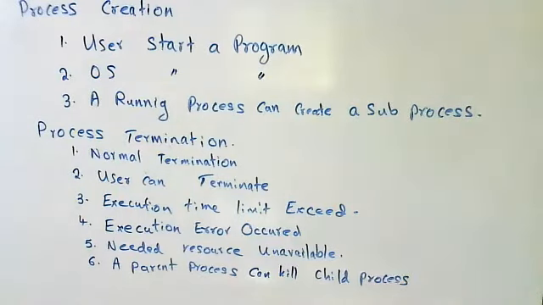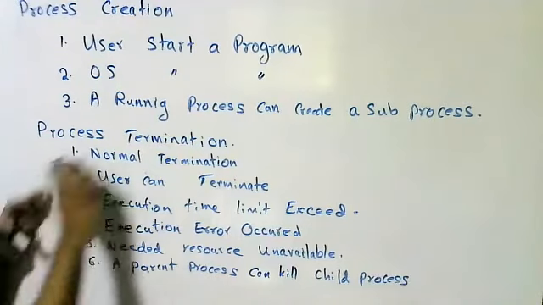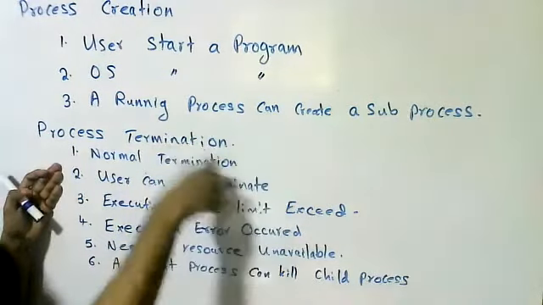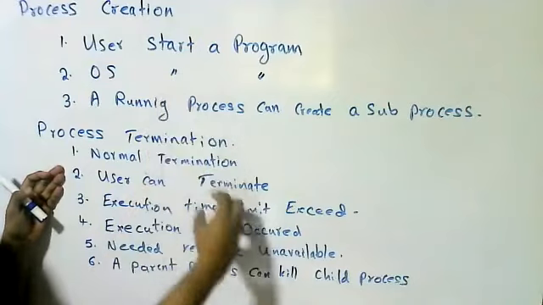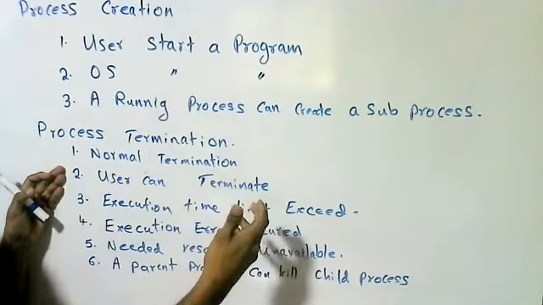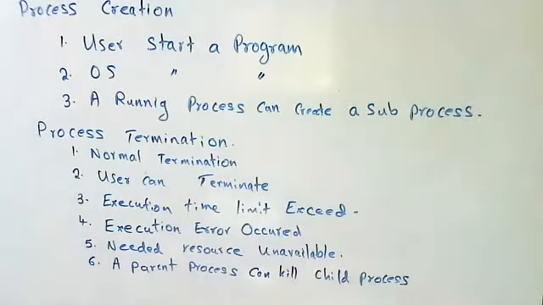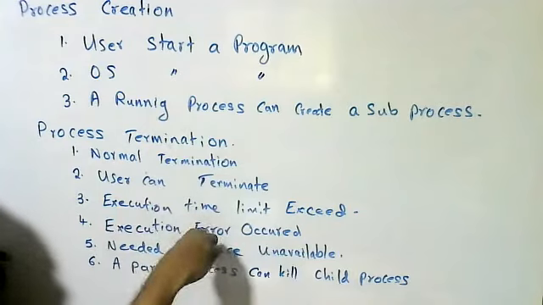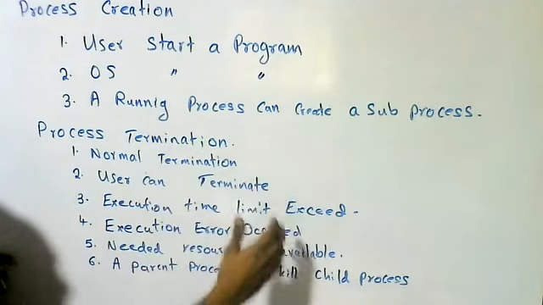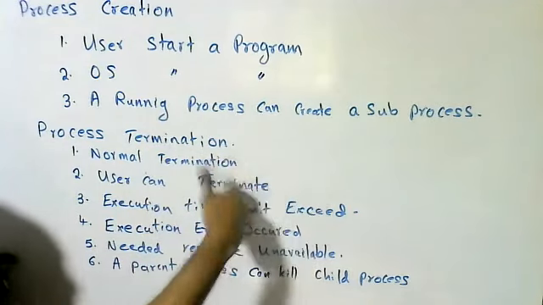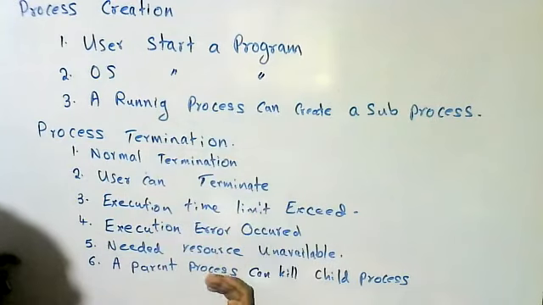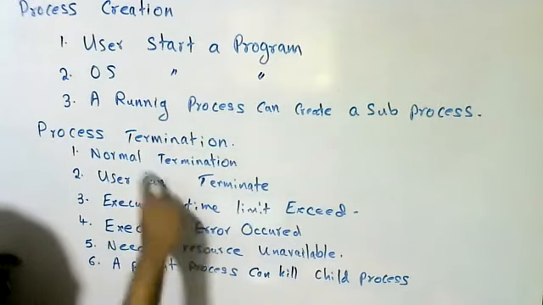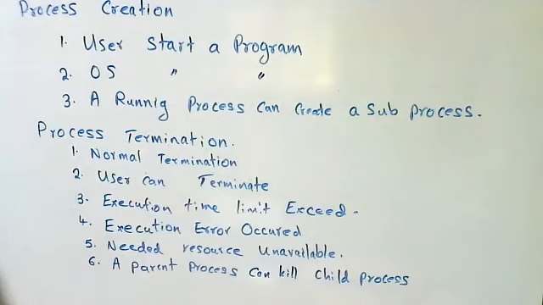Again I'll repeat it, students. Normal termination, that means it completes its execution, all the instructions are executed and then it goes to terminate. That is called normal termination. User can terminate: whenever a process is going on, we can terminate it. For example, a video is running, we are watching a video, and we can close it. So the user can terminate it.